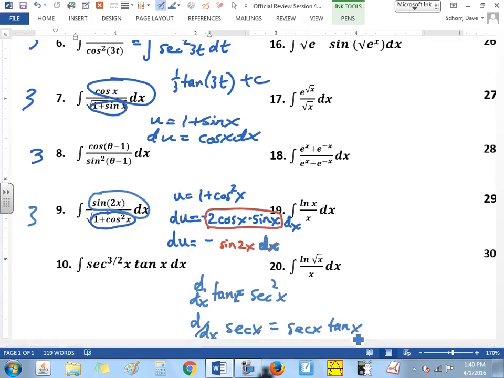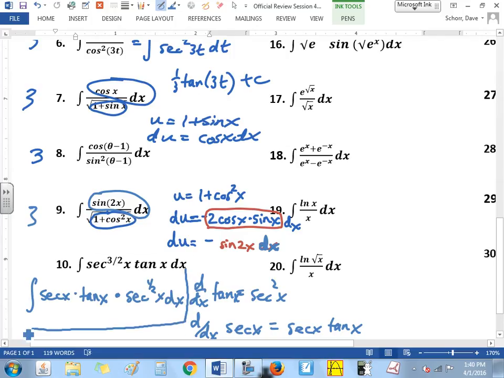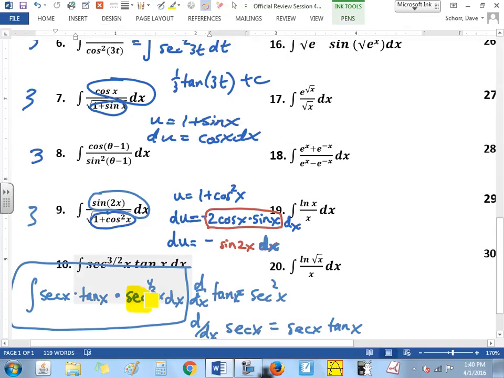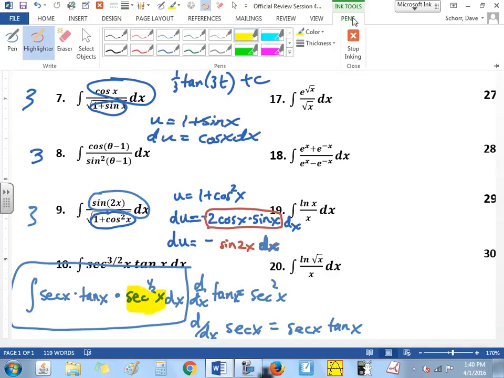How about we rewrite this as sectan times another sec to the half. Now it's u sub ready. The u is secant x, and it is ready to go. So I'm going to highlight your u and your du. This is actually your u right here, so you're going to have a square root of u. And your du is right here.